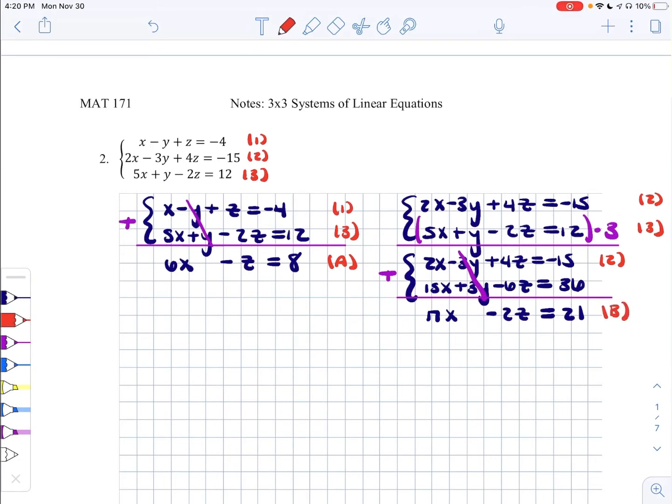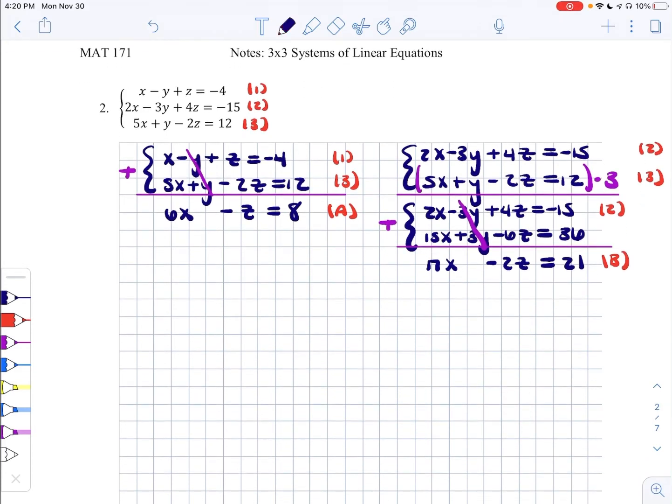Okay, so now we have our 2 by 2 system. So putting together our equations A and B, A and B together, we now have a 2 by 2 system. So now we just keep going with it, okay?